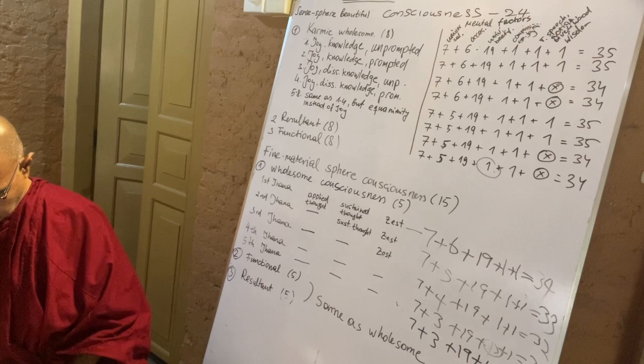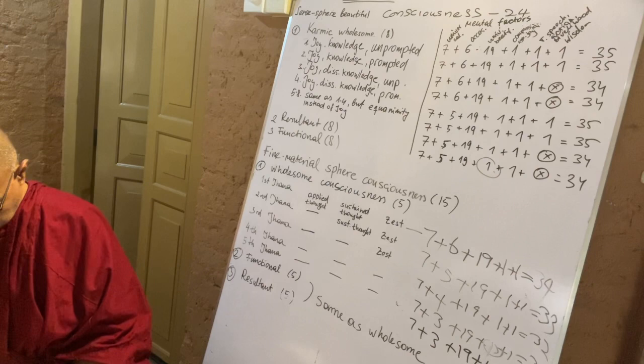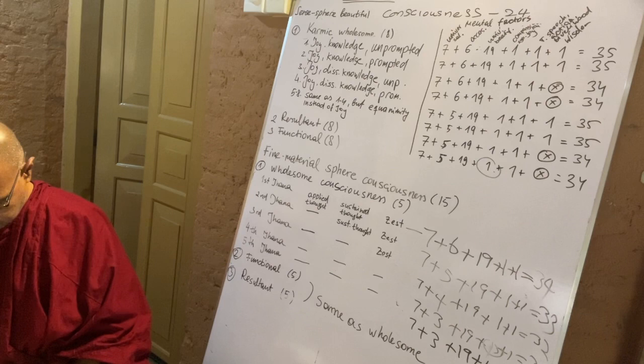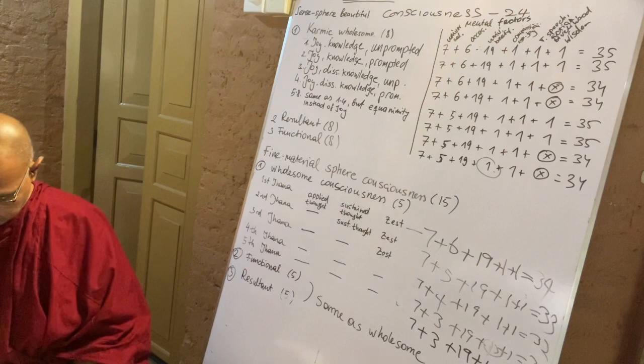Now, fine material sphere wholesome consciousness. This category comprises five cittas distinguished by way of the five jhanas, each jhana constituting a distinct type of citta. The jhanas are enumerated in the order given for two reasons. First, because when one meditates for the attainment of jhanas, one achieves them in this order. And the second, because the Buddha taught them in this order. That's why we call them first jhana, second jhana, third jhana, fourth jhana, fifth jhana.